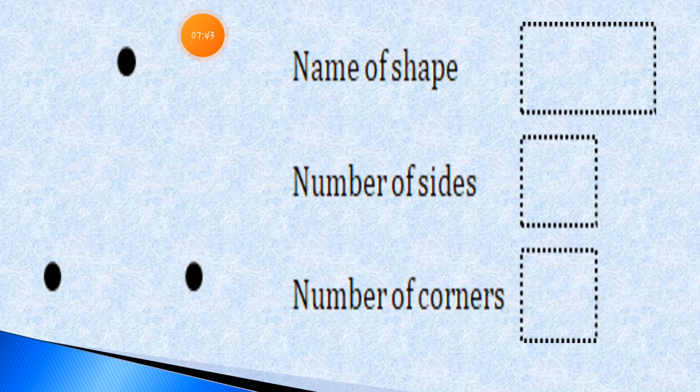Here are the next 3 dots given. We have to make a new shape by joining these 3 dots. We just try to make a shape by joining the dots. After joining the dots, one shape will be made. So we have to show the shape and write down the name of the shape, that is, which shape is made.